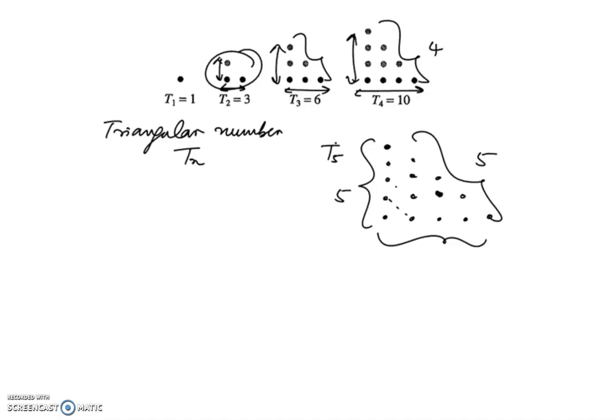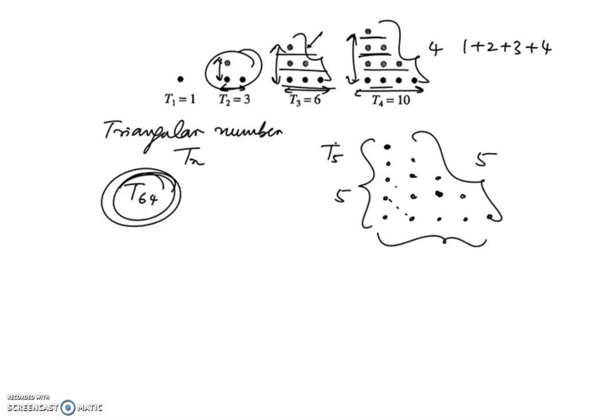Question is, what is the value of T64, which is the number of points? So we need to count these, and we have to observe a pattern. If I draw lines like this, T4 is 1 plus 2 plus 3 plus 4. Here it's 1 plus 2 plus 3. And that's basically the pattern: for 64 it would be 1 plus 2 plus 3 plus 4 all the way to 64. And we just need to sum this.